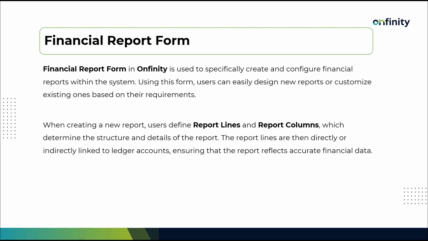When creating a new report, you need to define reporting lines and reporting columns, which determine the structure and details of the report. The reporting lines are directly or indirectly linked to the ledger accounts, ensuring that the report reflects accurate data. Indirect linking means linkage through reporting groups rather than directly to ledger accounts.